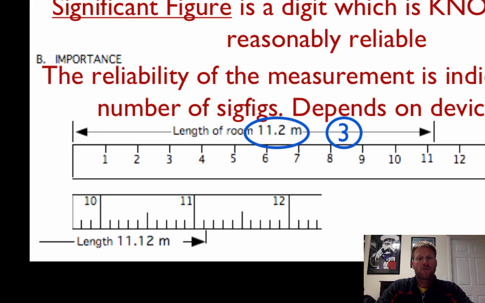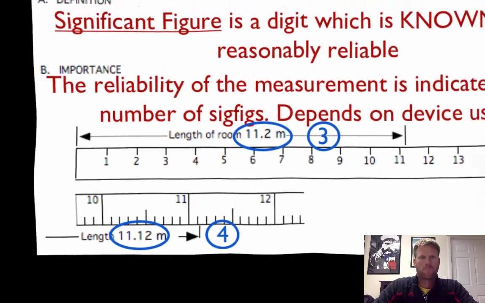A length of 11 meters would have too few sig figs, while a length of 11.25 would have too many sig figs. A good scientist needs to record precise data. If you want more precise data, you must use better instruments. Here, the second ruler has the markings every tenth of a meter, so we can definitely read this ruler to the tenths place. Then we can estimate to the hundredths place. The length of the room using this ruler would be 11.12 meters, which is 4 sig figs.